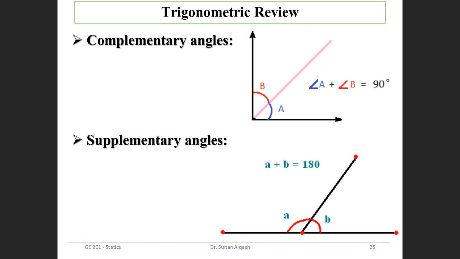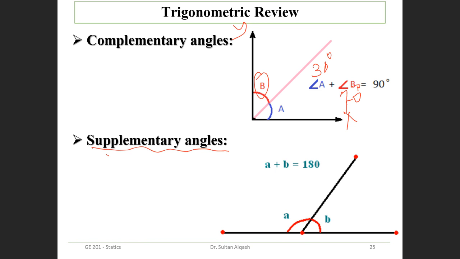Now the complementary angles. We know that any axes x and y, for example, are at 90 degrees. So if I know, for example, that this is 30 degrees, and I want to find B, it's simple: 90 degrees minus 30, which gives us 60 degrees. Easy, this is the complementary angle.